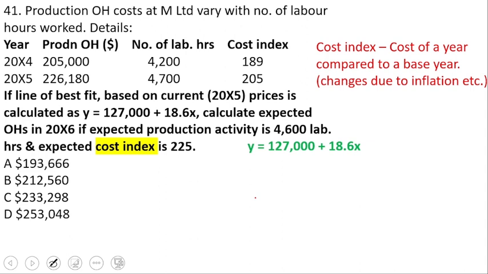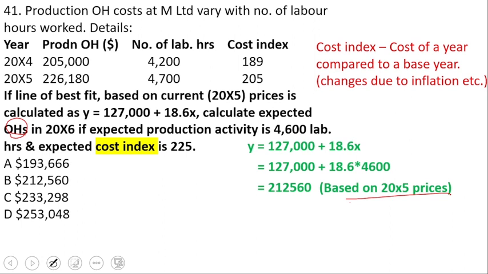So substituting X as 4,600, we get 127,000 plus 18.66 into 4,600, which is equal to 212,560. So that is the production overheads. But that is based on 2005 prices, because they have given the trend line based on 2005 prices. But we don't want the overheads relating to 2005 prices. We have to calculate the expected overheads related to the year 2006.